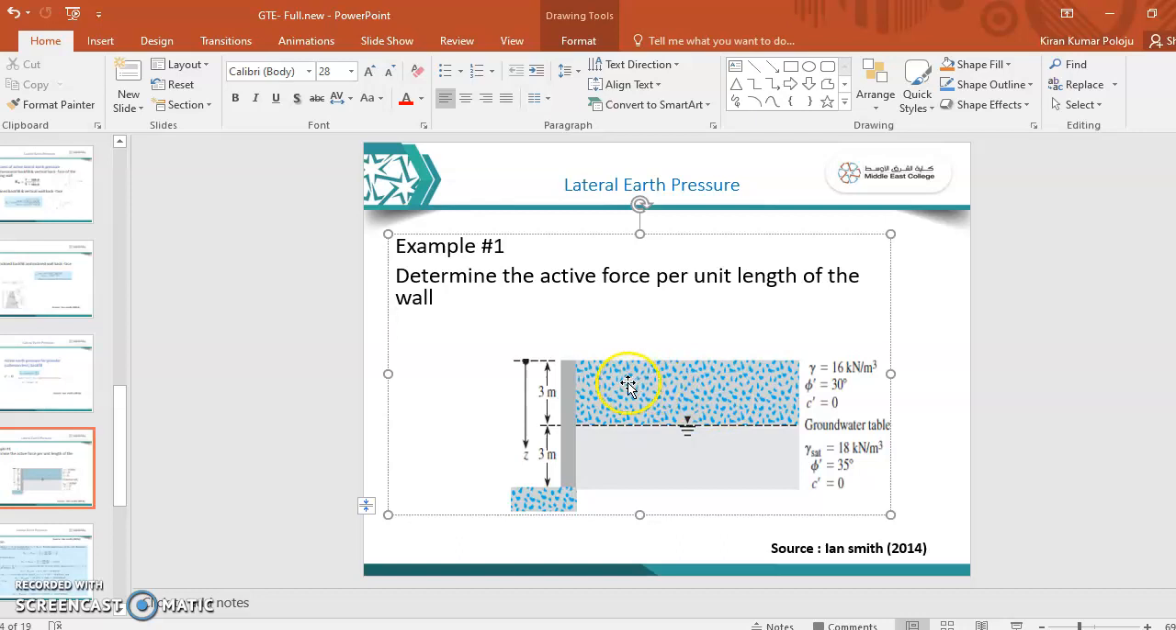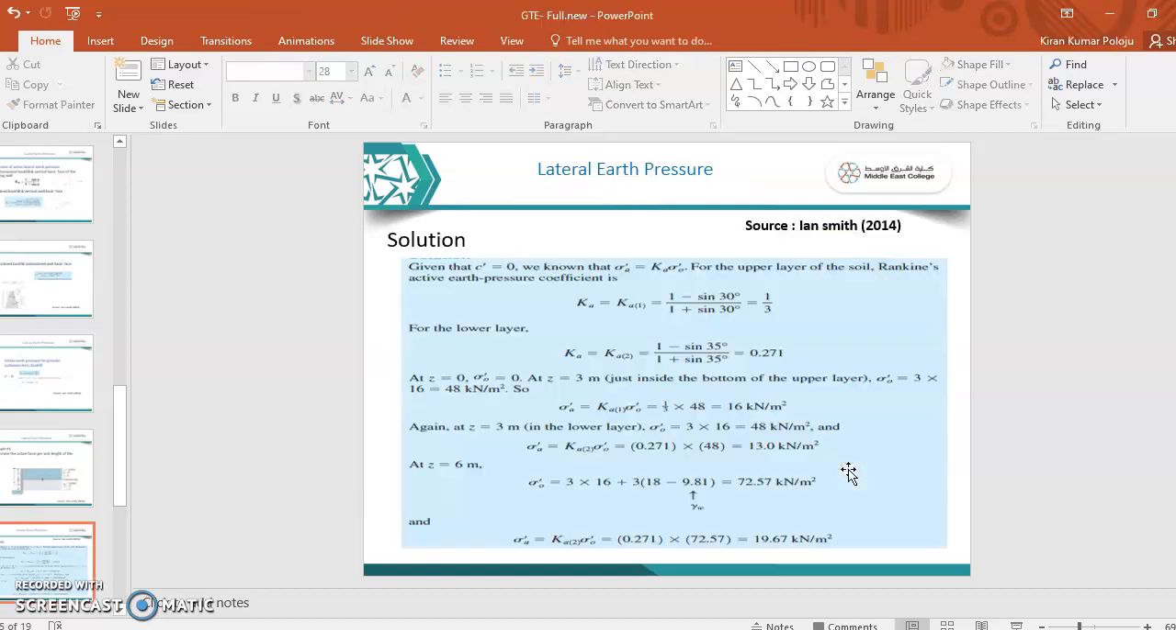So here, what is the condition given? 3 meters, this is the ground level, and 3 meters and 3 meters height. In the first layer it is 16, and in the second layer it is 18 kN per meter cube. So that is the unit weight of soil, right? Here the groundwater table lies at 3 meters. Again the same type of problem. The groundwater table does not start at the surface; it lies below the ground at a depth of 3 meters. And the angle is given as 30 degrees in the first layer and 35 degrees in the second layer.